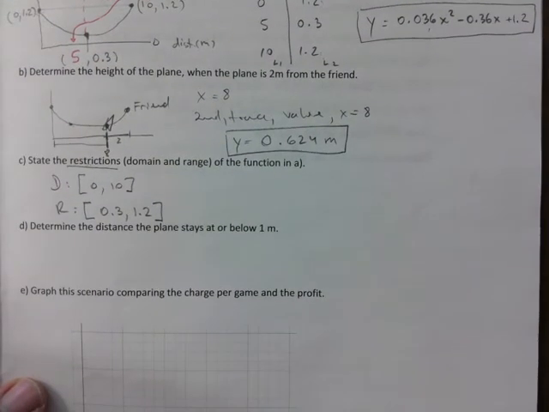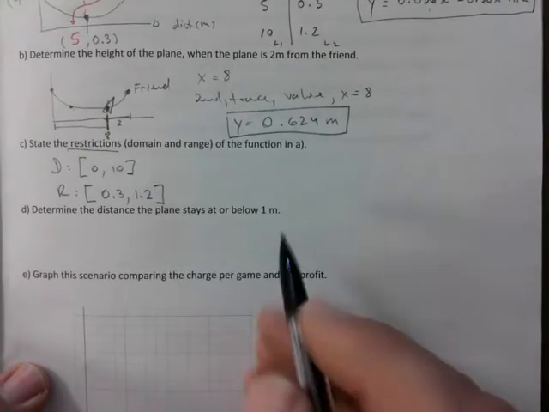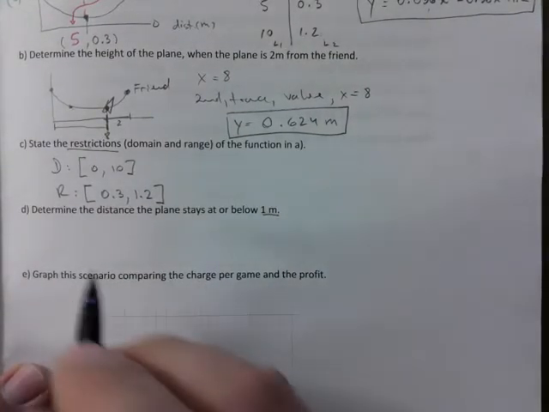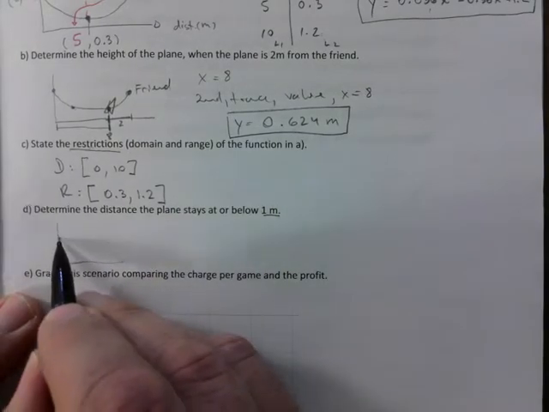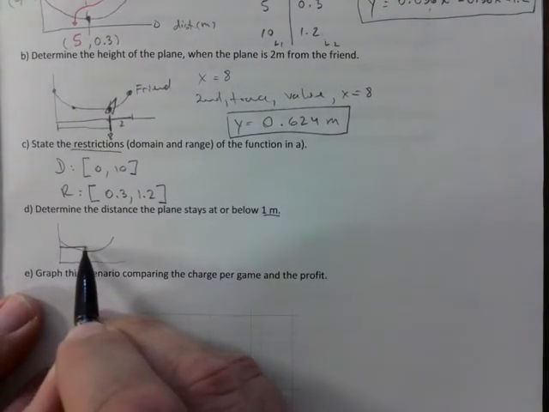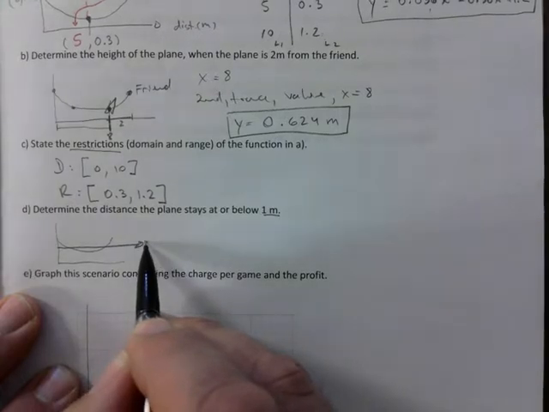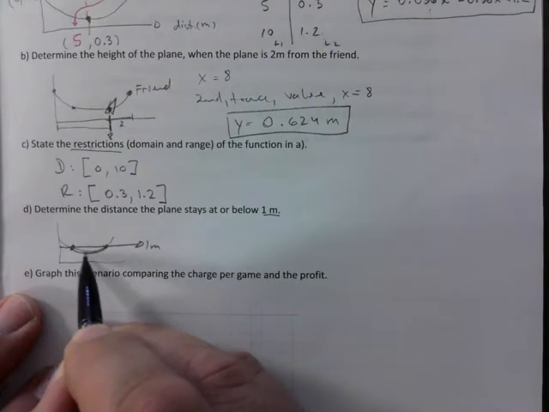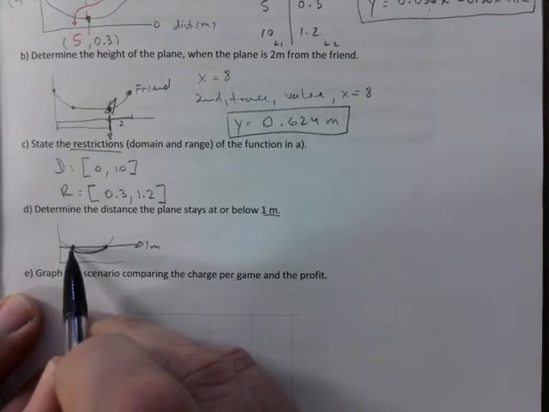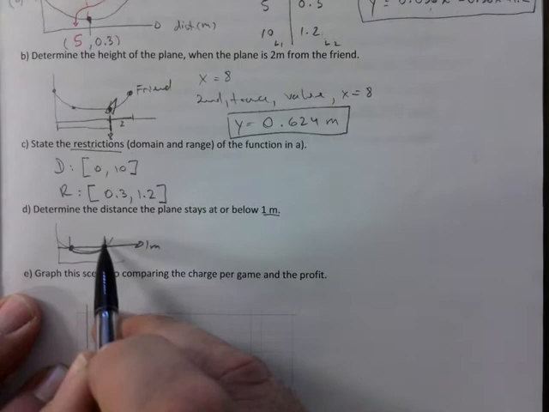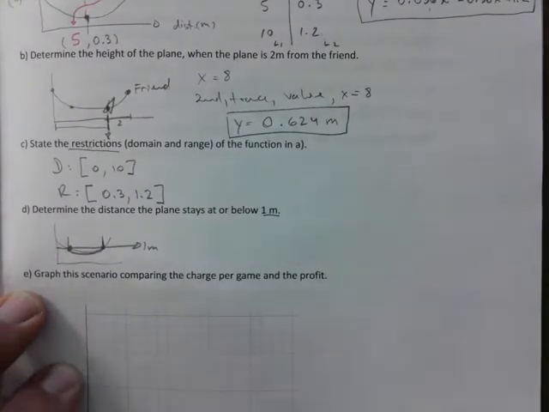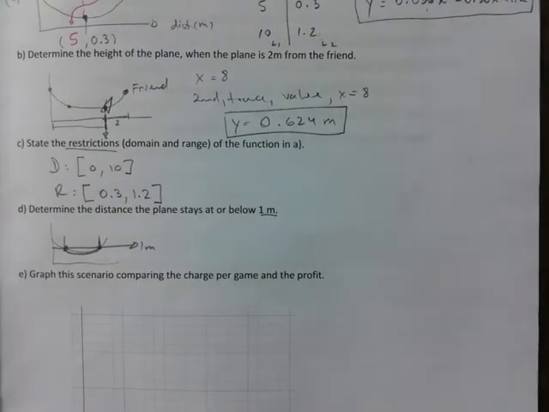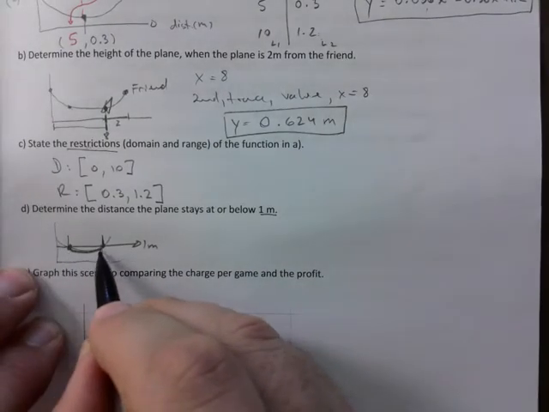Determine the distance the plane stays at or below 1 meter. If we picture it, we want to know if this is 1 meter, how long did it stay at or below? We're interested in this. So we're going to get the time here, and we're going to get the time there, and just subtract them. If you subtract, you get that little arc. In this case, we're interested in this.